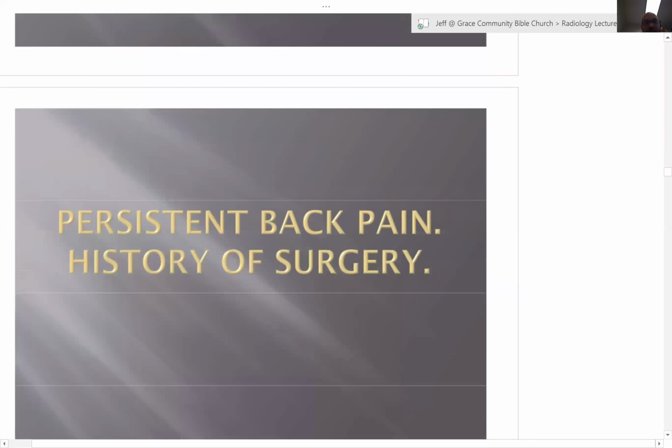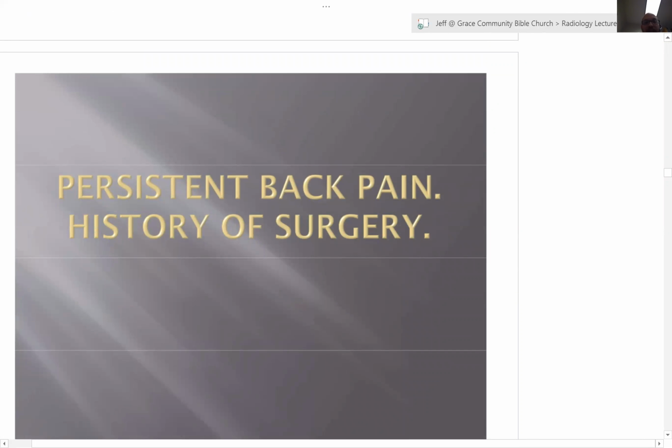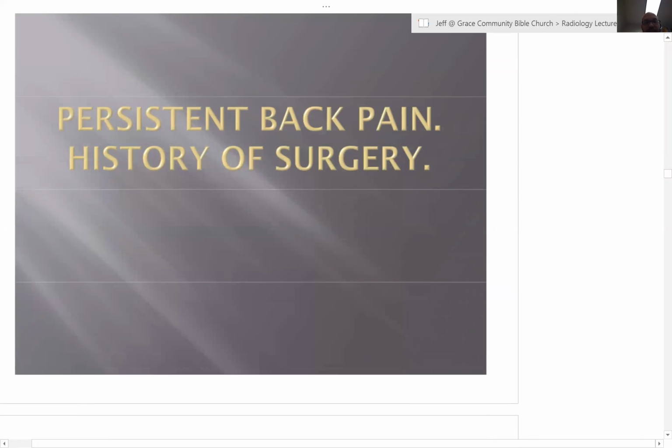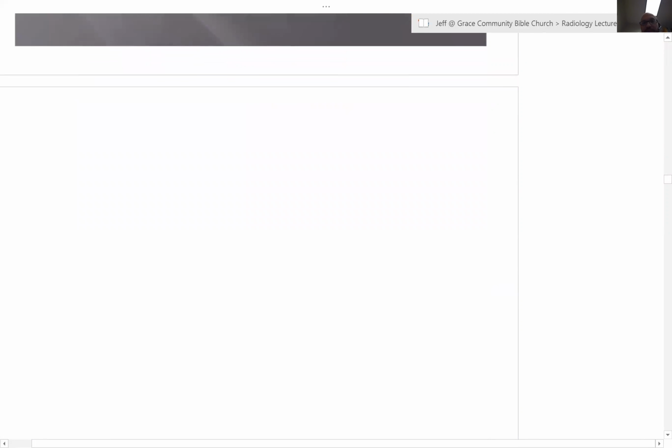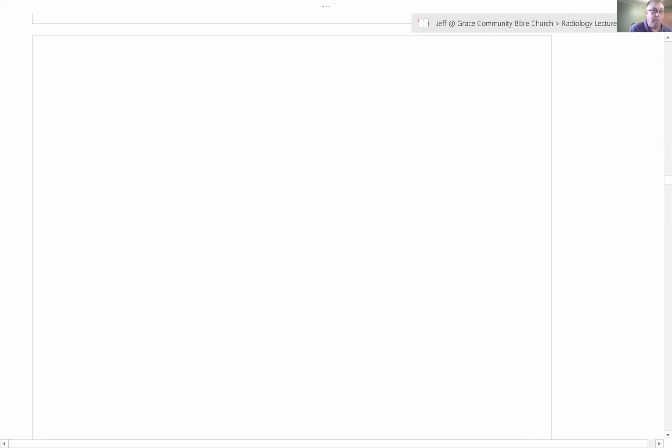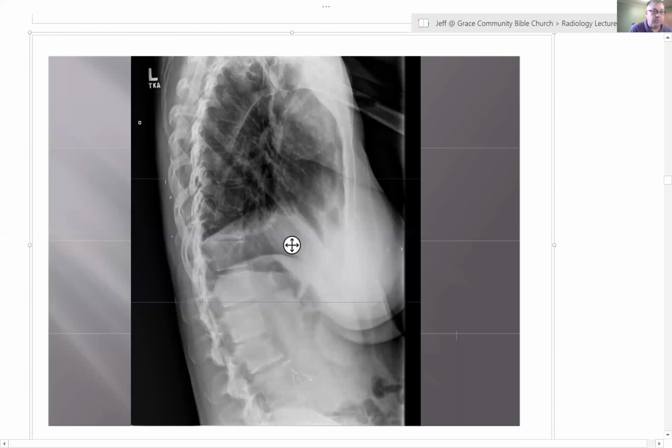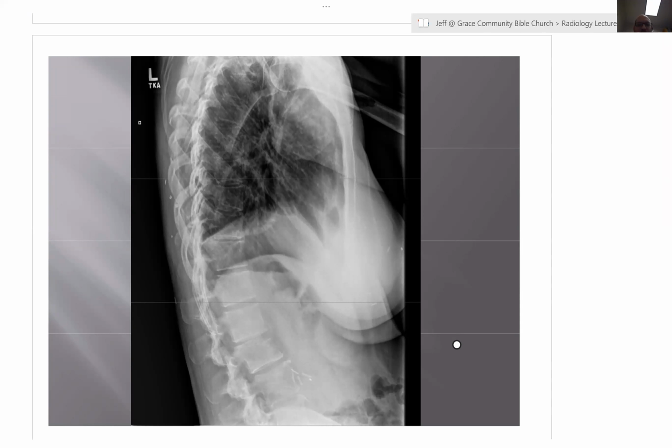Okay, persistent back pain and history of surgery. Persistent back pain, history of surgery. All right, so this is a little bit of a harder case, maybe, but you guys are doing well so far, so go ahead and let's find it first.